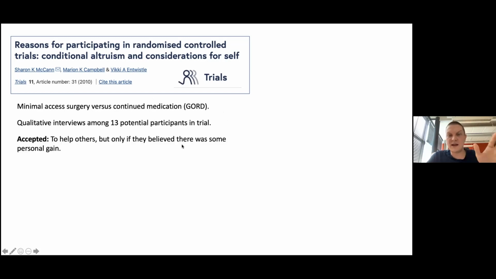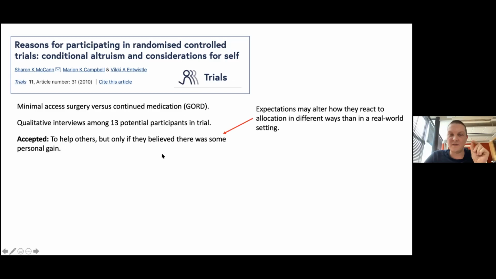And among the ones that actually accepted participation, they said that, well, initially, I felt like I wanted to help others. There were quotes like, well, if everybody said no, then science can't proceed. So we need to help each other out. But all of it came down also to, well, and then what was in it for me? So altruism wasn't enough, but also what is in it for me?